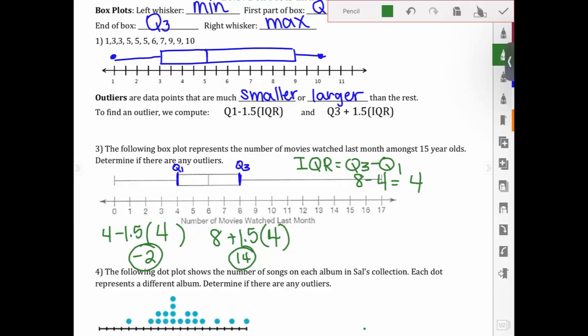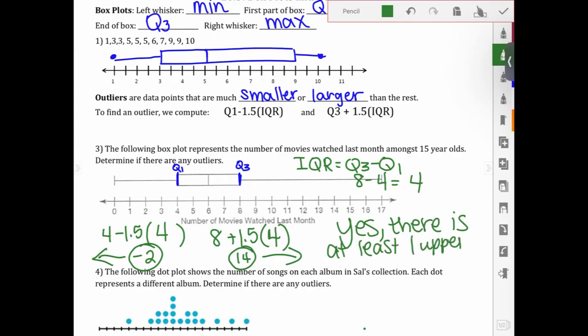So that means anything below -2 or above 14 is going to be an outlier. And if we look at this box plot, there's nothing below -2. It stops at 0. But there are definitely outliers above 14. With a box plot, we don't know how many points are above 14, but we know there is at least one because our maximum is at 17. So we would say yes, there is at least one upper outlier.